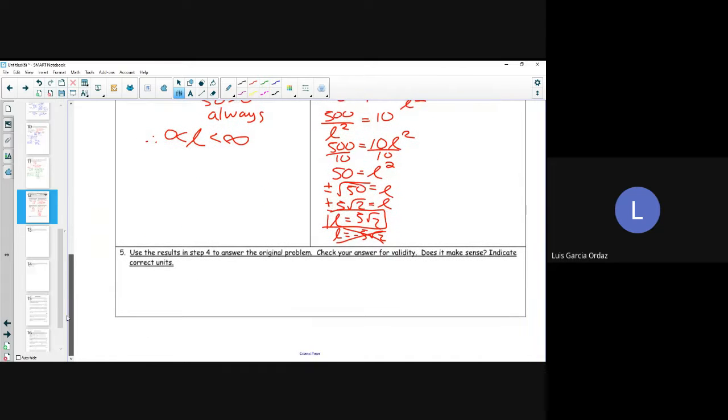Now for number 5, I have to check. So I'm going to check my cost at 0. It's going to give me undefined because when I sub in 0 for 500 L to the negative 1, I get a denominator of 0, which gives me an undefined number. C at infinity is just equal to infinity. And then the cost when my length is 5 root 2 gives me a total cost of 241.42, which means the minimum cost is $241.42.